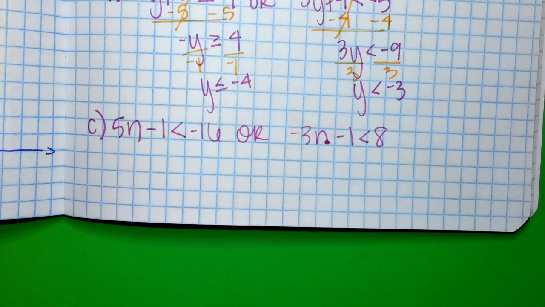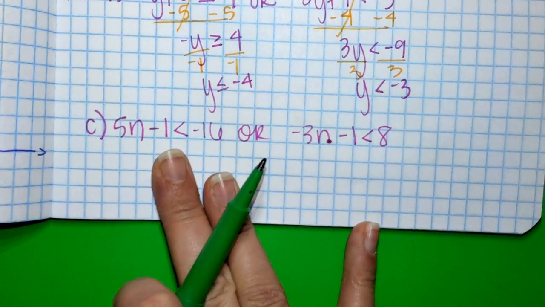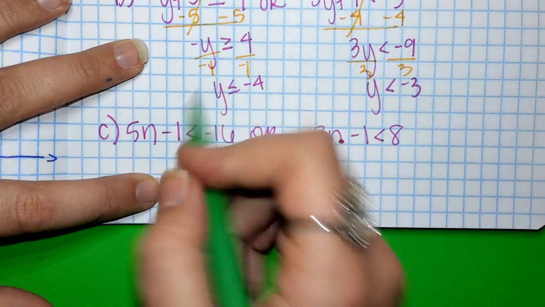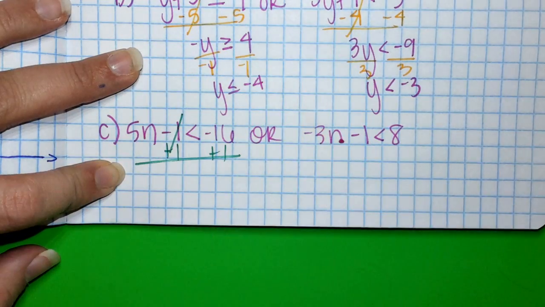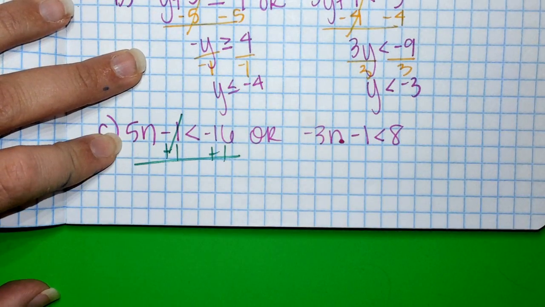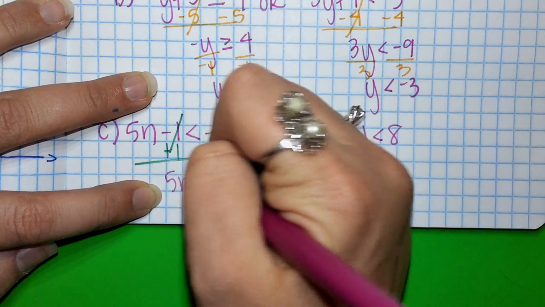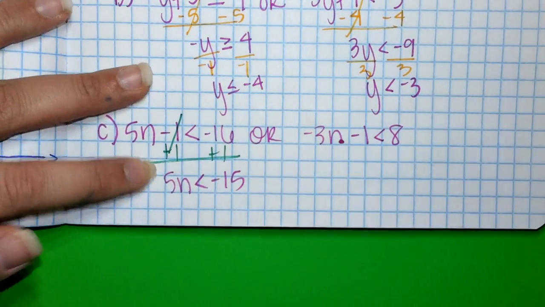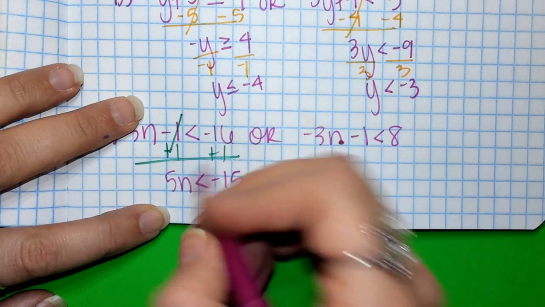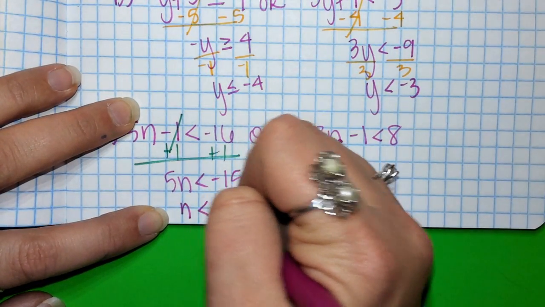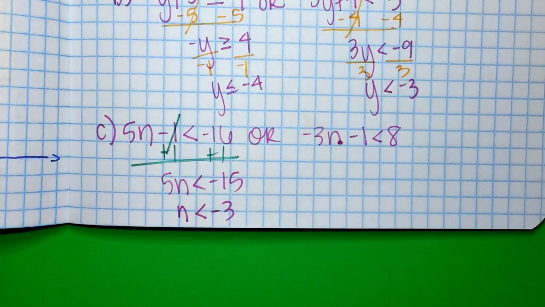Alright, so on your homework last night, on the first part for C, the first thing you had to do was add 1 to both sides. Agree or disagree? Agree. And that gives us 5n is less than negative 15. And then what do we do from there? You divide by 5 and you get n is less than negative 3. Agree or disagree?